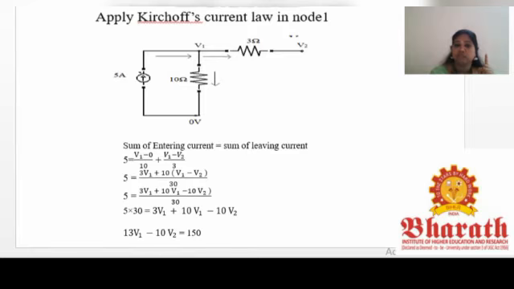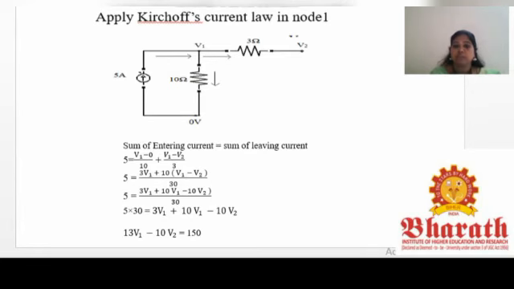So I have applied Kirchhoff's current law for node 1 and I have framed the current equation in terms of voltage. So my equation will be 5 is equal to V1 minus 0 divided by 10 plus V2 minus V1 divided by 3. Now I am going to simplify this equation to form the linear equation.